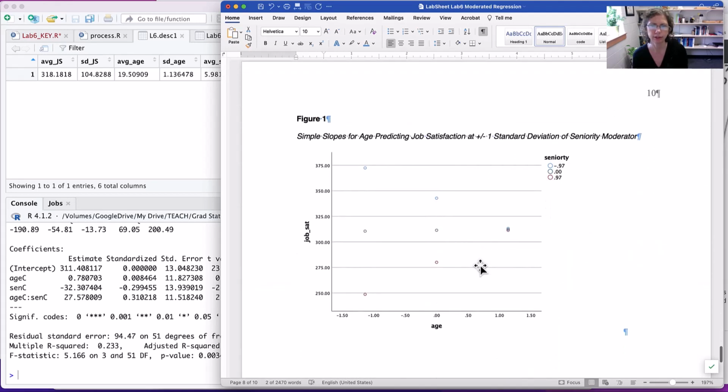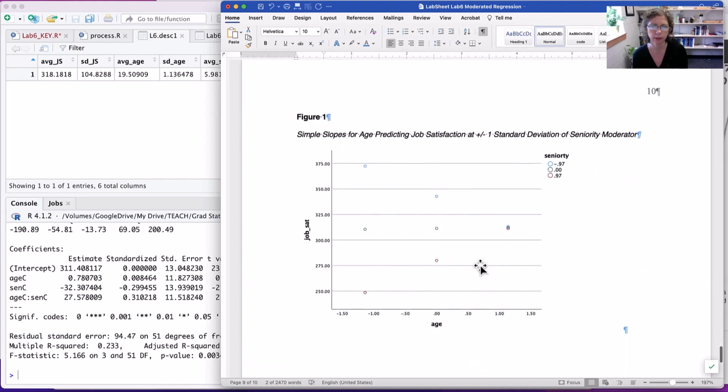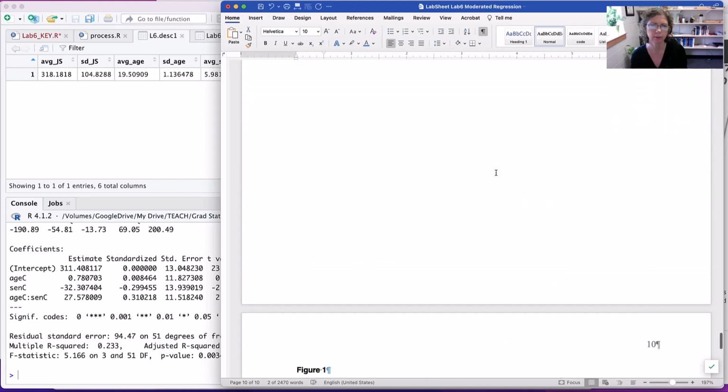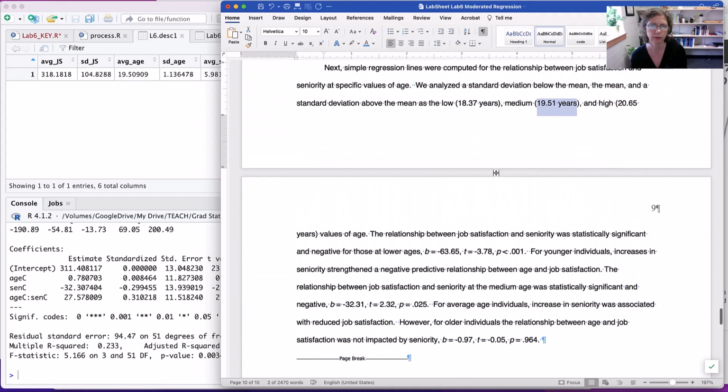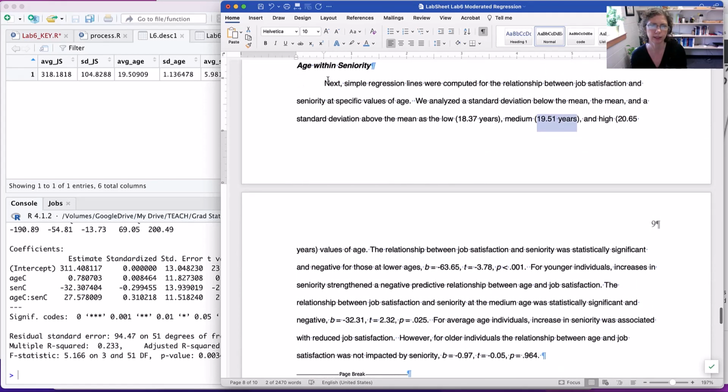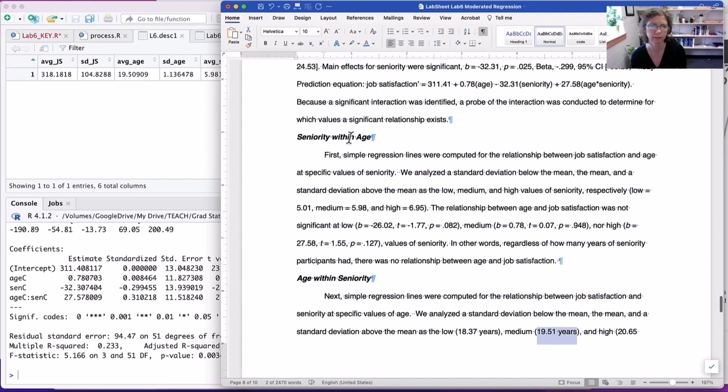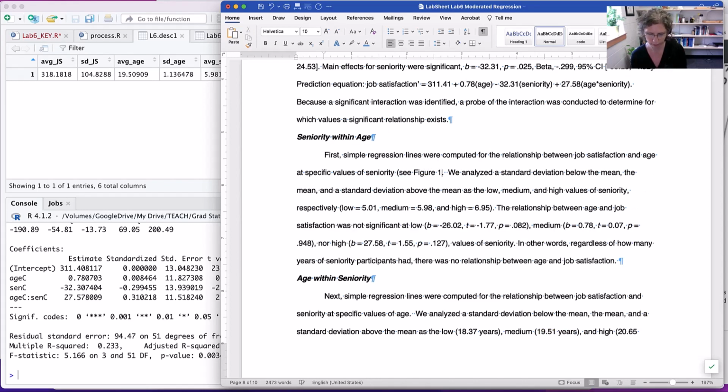And as you add figures, make sure you tell your reader about them in the script. So this is the simple slopes for seniority as a moderator. I'd probably put that in this one where we're doing age within seniority, right? No, seniority as the moderator goes in here. So computed age, so seniority, I can do see figure 1.